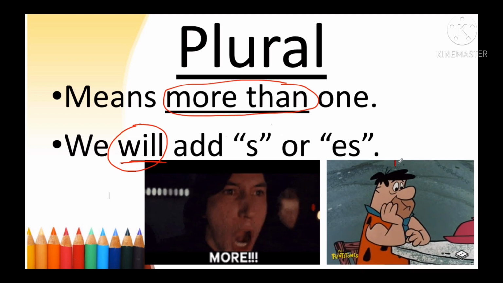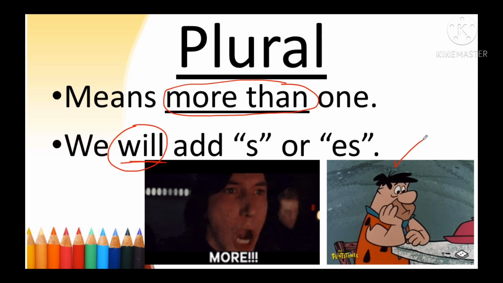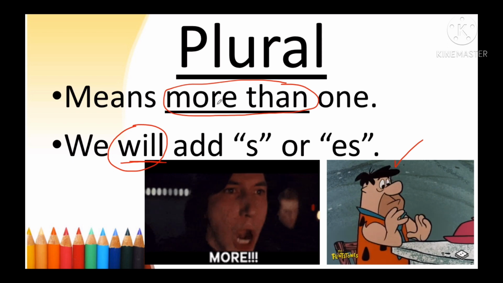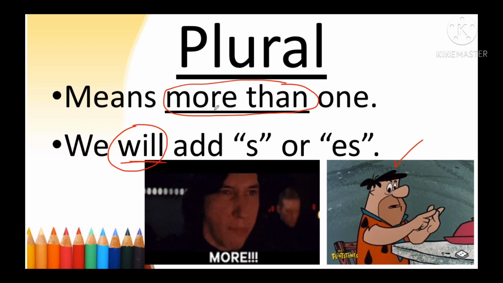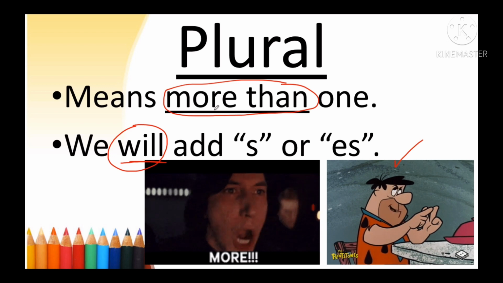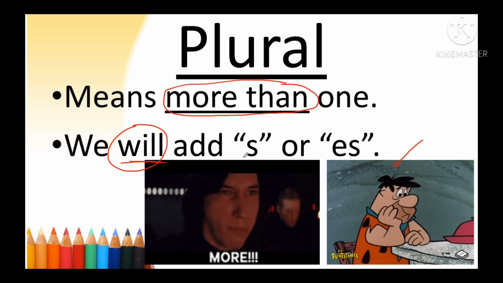See? What is he doing? He's counting his fingers. That means it's more than one. What are those numbers more than one? We have 2, 3, 4, 5, and more. So if a noun is more than one person, more than one place, more than one animal, more than one thing, then we will add s or es.